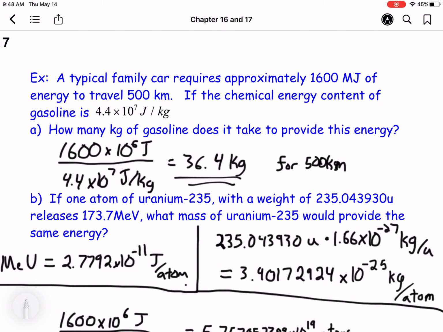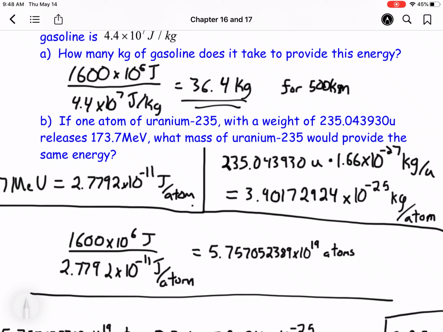That's a pretty fuel efficient vehicle, but yeah, you can think about that, 36.4 kilograms. Now, if one atom of uranium-235 releases this much energy when it goes through fission, so it releases 173.7 megaelectron volts, which is very little, okay? What mass would you need to provide?